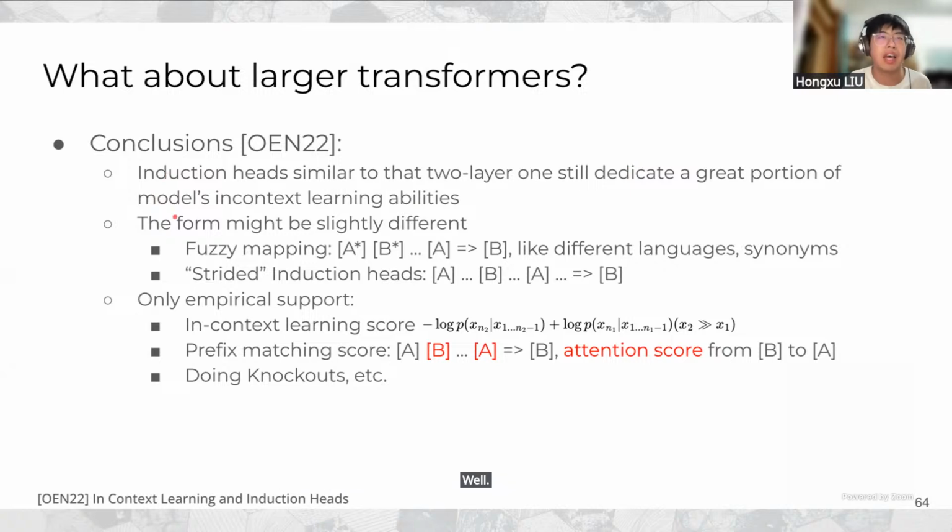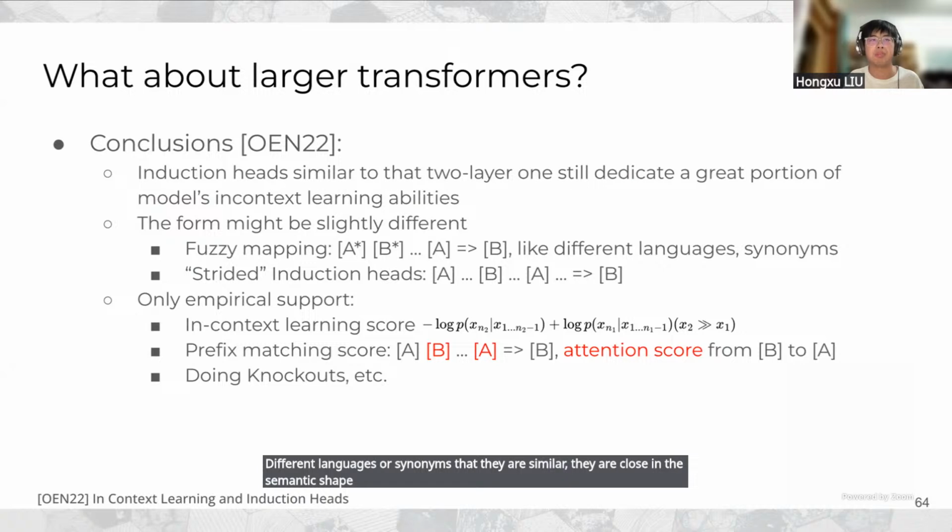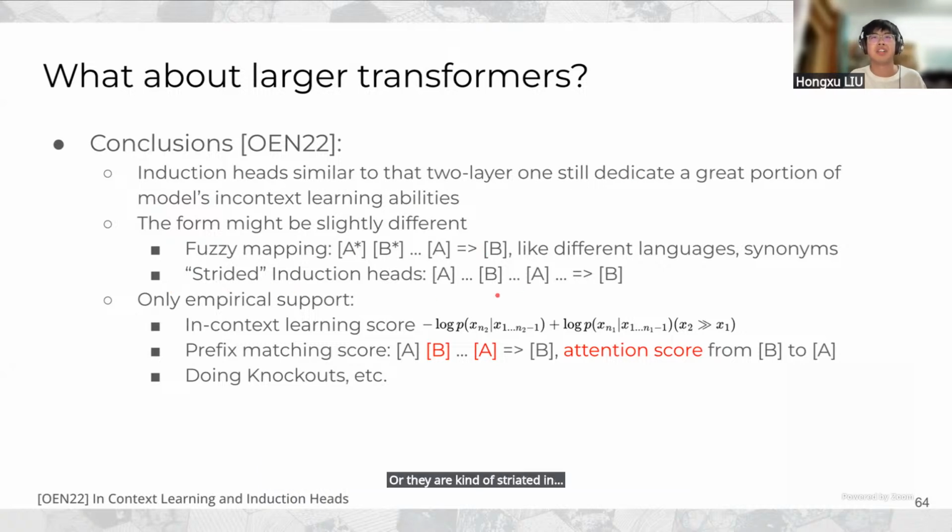Well, the induction heads might be a little bit different, such as the fuzzy mapping, where they are different languages or synonyms that are similar, close in the semantic space, or they are kind of striated induction heads, not just the token after the previous token.